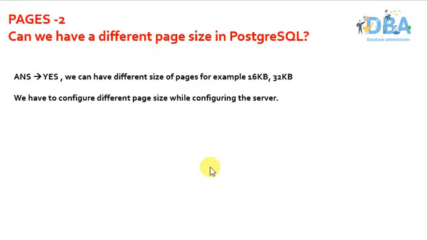So can't we have different page sizes in a single database in PostgreSQL? No, we cannot. But we can have different page sizes in different PostgreSQL databases, like 16 KB, 32 KB. But while configuring the server, we have to configure that explicitly. Otherwise, the default would be 8 KB only.